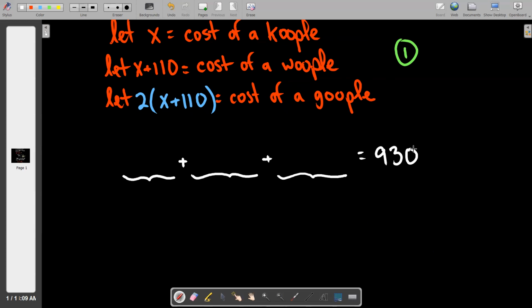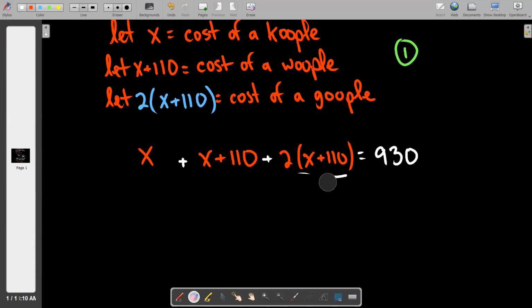So cost of a Couple is X. Cost of a Whoople is X plus 110. Cost of a Goople is 2 times (X plus 110). And it's quite literally, it can be simple if you follow the process. Just be patient with the process and just let it happen. Step 2 is complete. We have our equation. What's step 3?